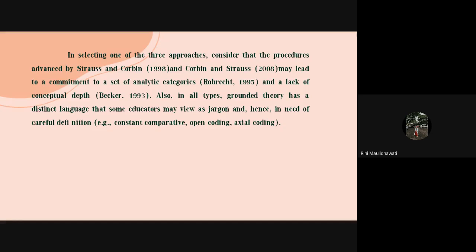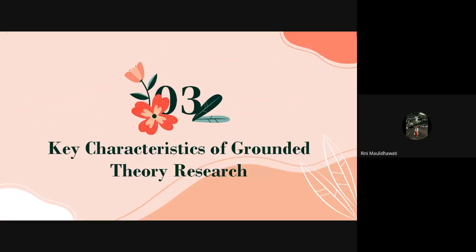Also, in all types, grounded theory has a distinct language that some educators might view as jargon and in need of careful definition. For example, constant comparative, open coding, and axial coding. So, I think that's all my explanation about the types of grounded theory, and I will come back to moderator Mas Rizky. Thank you.